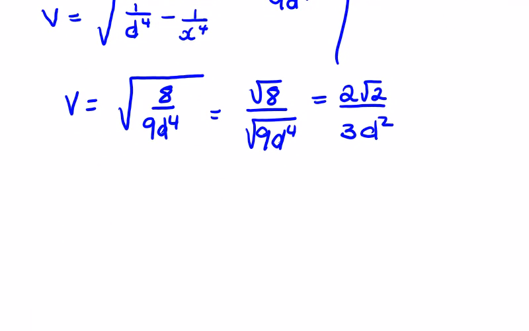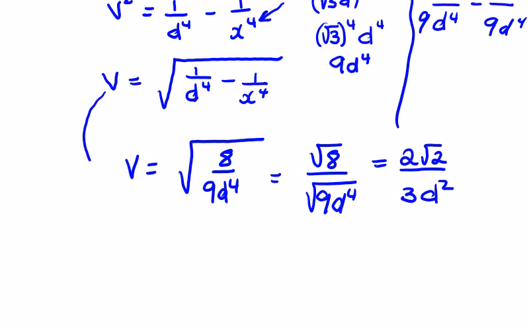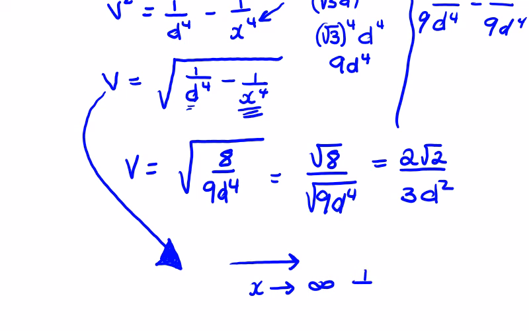Then show that the velocity of the particle tends to a limit of 1 over d squared. Here's my velocity. So you can see to get 1 over d squared, it's the square root of the first one. So why does the second term tend towards 0? Well, x is getting bigger and bigger, going in that direction. So x is tending towards infinity if it keeps going, and 1 over infinity would tend to 0.